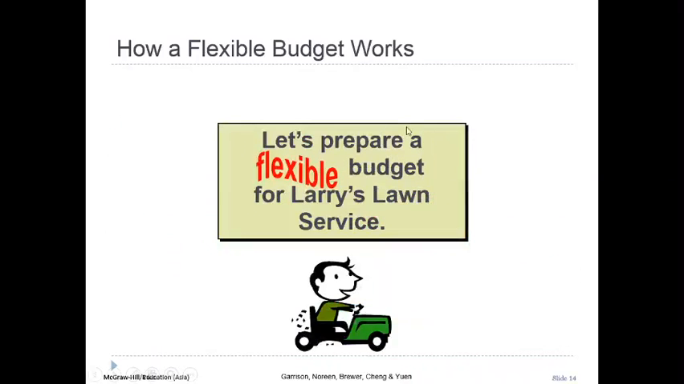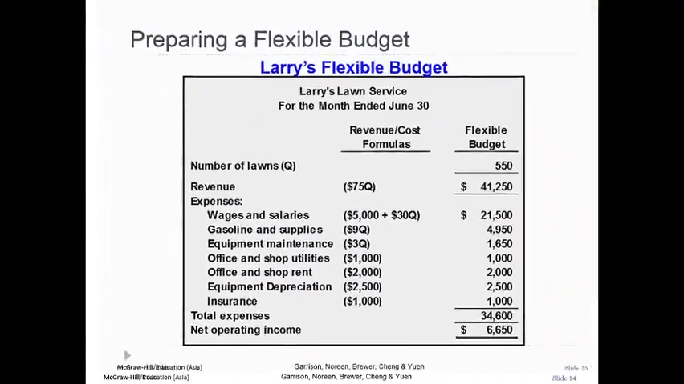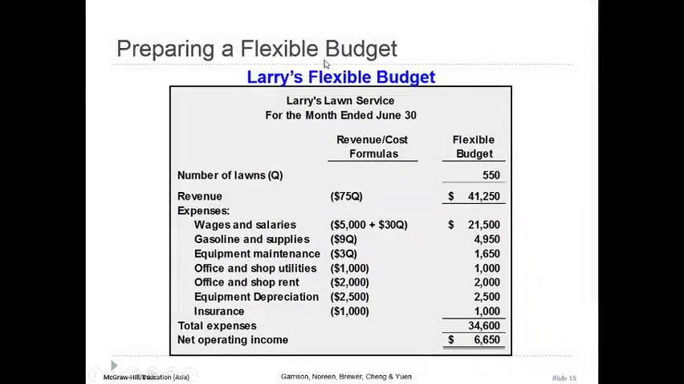Okay, so let's prepare a flexible budget for Larry. Okay, so this is Larry's flexible budget. Okay, so this is the cost formula that we have seen in the previous slide just now. So we will change the quantity to 550. Okay, so the revenue of 550 lawns is 41,250. Okay, and same goes to wages and salary.